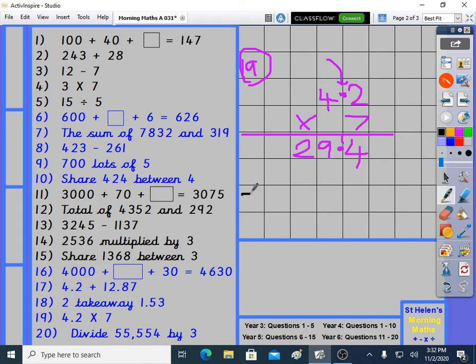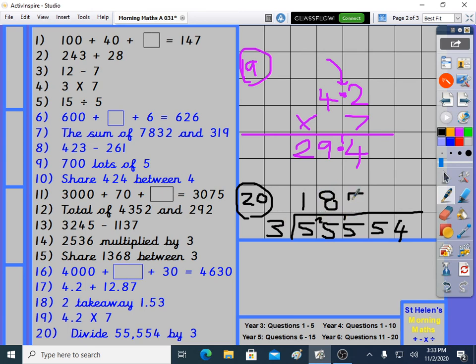Makes sense. Question 20. Will this divide by 3? What do these digits add up to? 5, 10, 15, 20, 24 does divide by 3, doesn't it? We don't know the answer though. That just tells us it divides by 3. Now we've got to do the bus stop. How many 3's in 5? 1, remainder 2. How many 3's in 25? 8, remainder 1. How many 3's in 15? 5. 3 times 8 is 24.